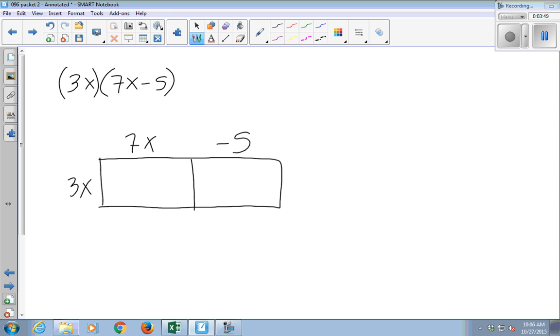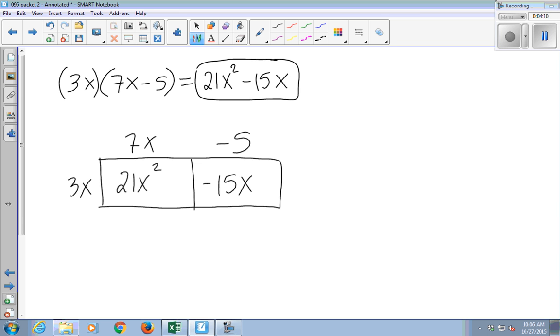Then you find the area of each box by multiplying the base, the height, and the length and the width. So 3x times 7x gives you the 21x squared. 3x times negative 5 gives you negative 15x. So I know now that when I multiply those, I get 21x squared minus 15x. And like I said, if you know another method of coming up with that result, by all means use it. I just wanted to remind you that I had presented this method of using boxes last class.